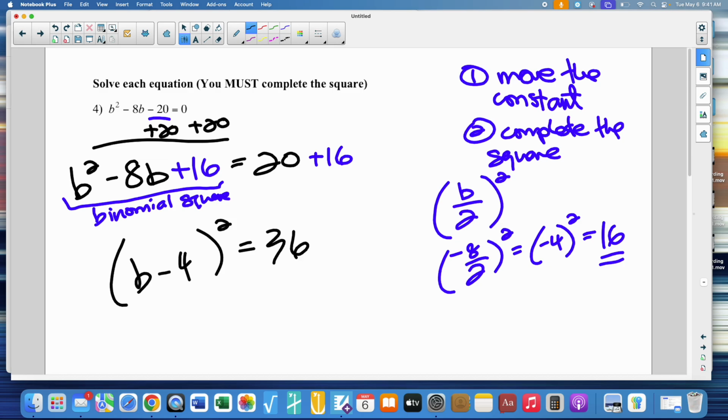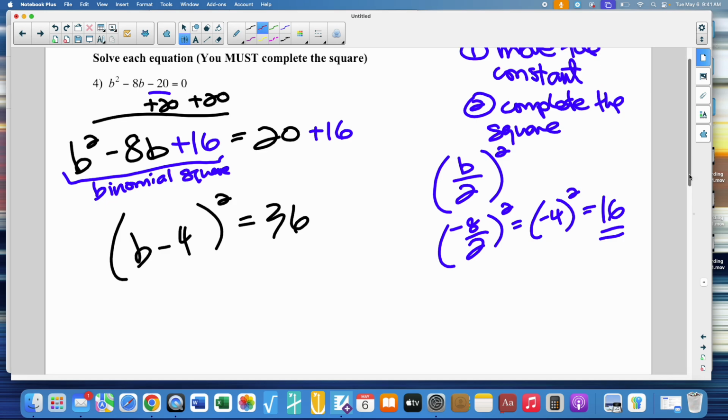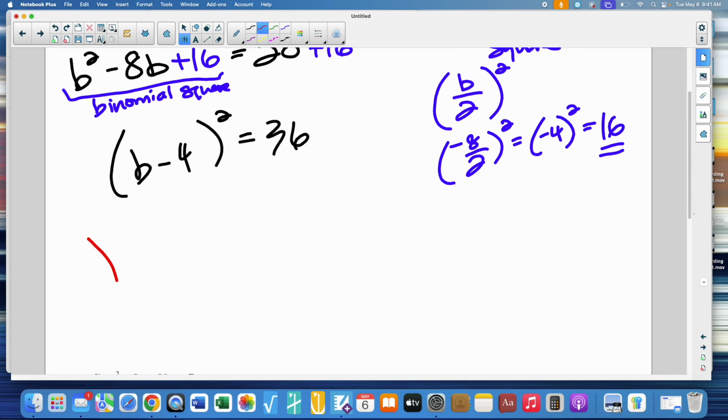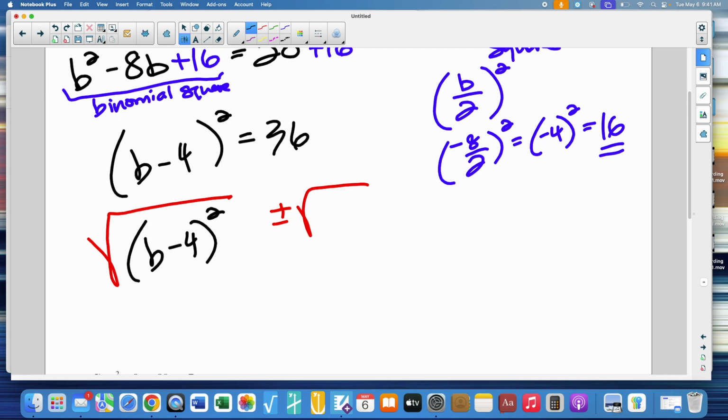Now, we have a variable being squared. So what we're going to do is get rid of that square by taking the square root of both sides, much like when we were isolating. So we're going to take the square root of the quantity b minus 4 squared, and the square root of 36. The square and the square root cancel, so you're left with b minus 4 equals plus or minus 6.